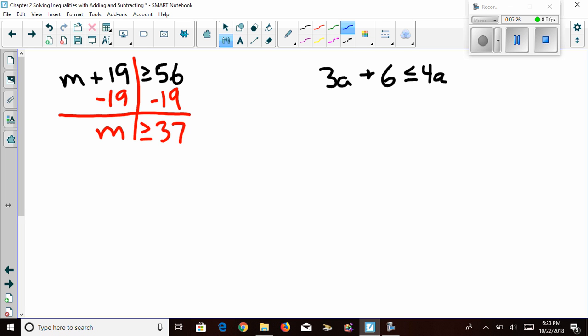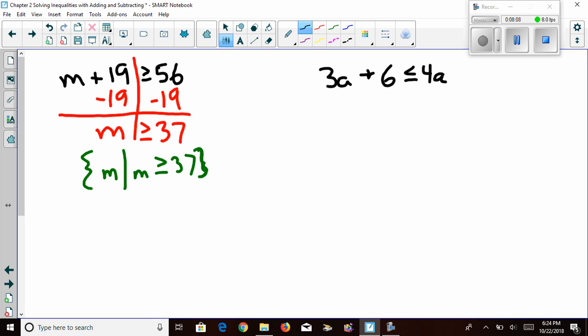Now I need to ask myself, is my variable, the letter, on the left side? Luckily for us, it already is, so I'm going to skip that step and move along to writing the set builder notation. Our answer is any number m as long as m is greater than or equal to 37. That means our answer could be 37 or 38 or 39 and so on.